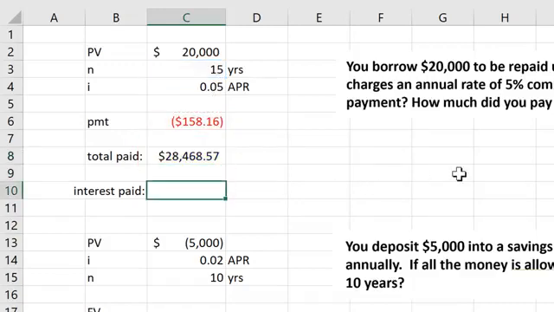$28,500. To calculate the total interest that we have paid the bank, we can subtract from the total that we've paid the bank over those 15 years the initial loan amount that we got of $20,000. So over those 15 years, we've paid the bank nearly $8,500.